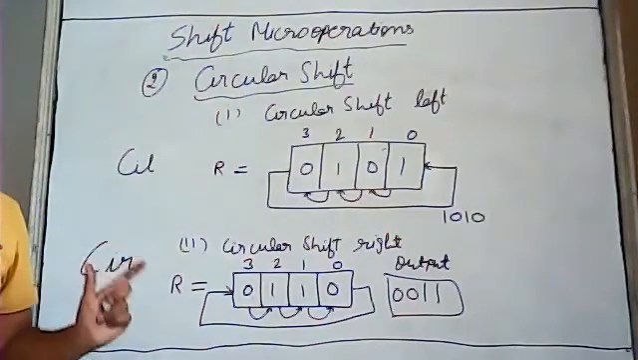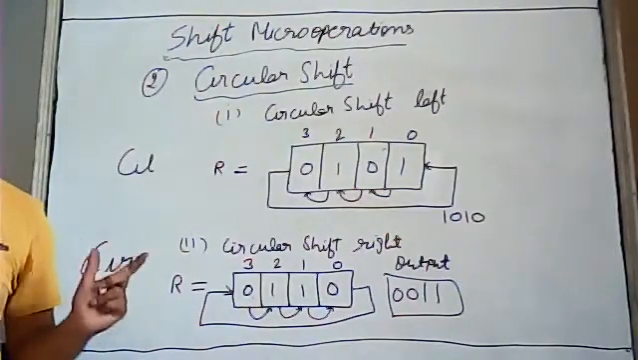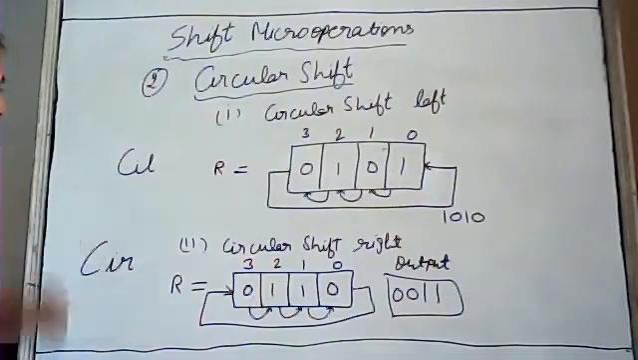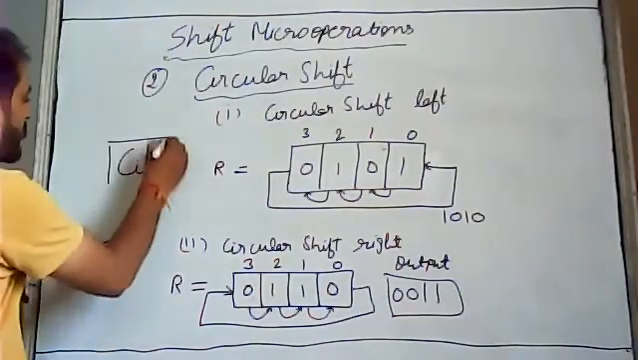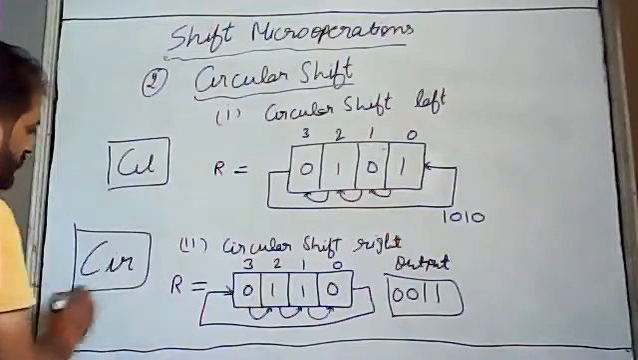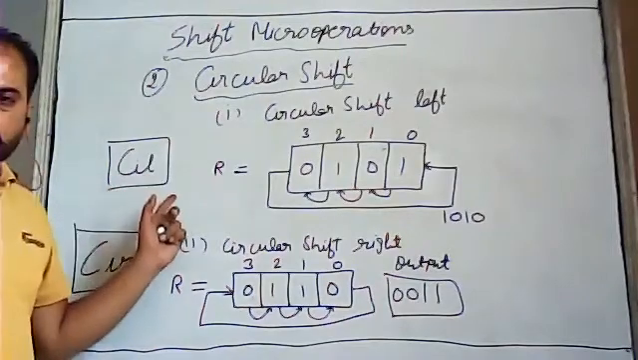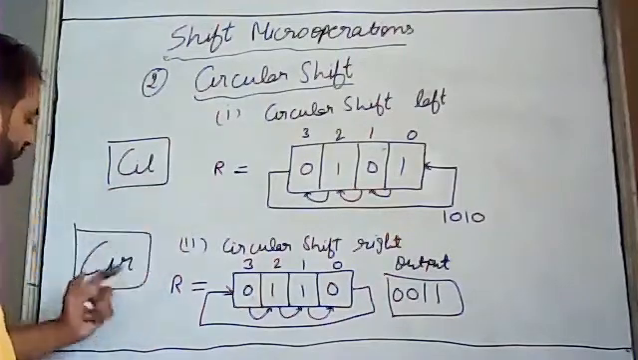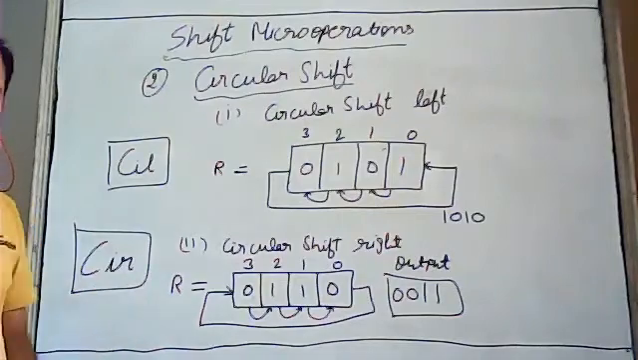CIR is the circular shift right. So these are the two symbols for circular shift. CIL means circular shift left. CIR means circular shift right.